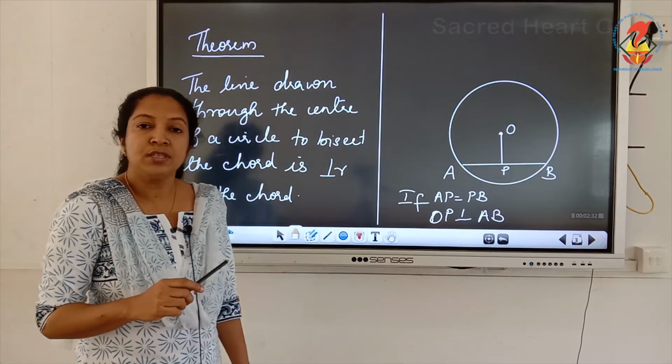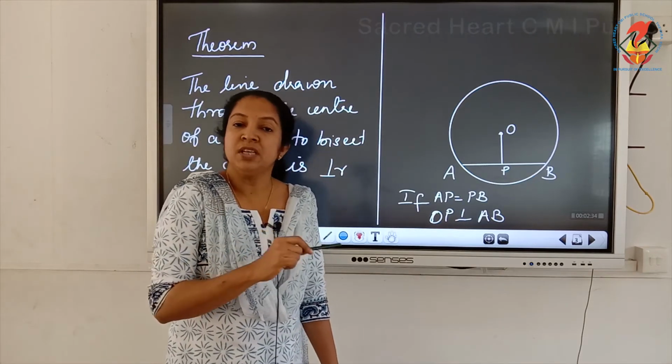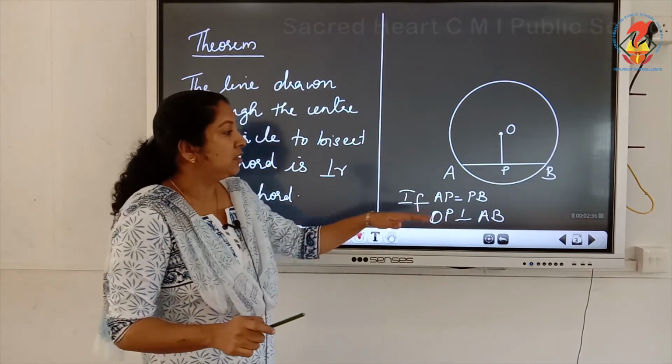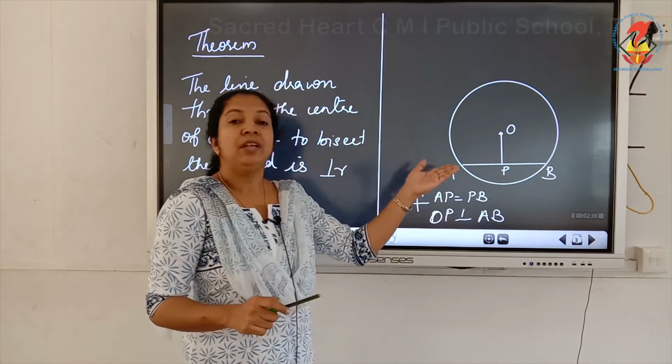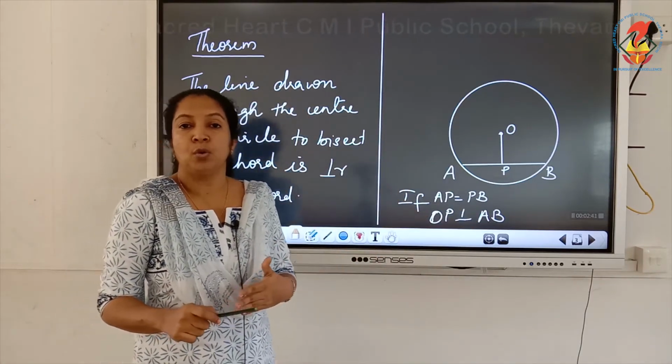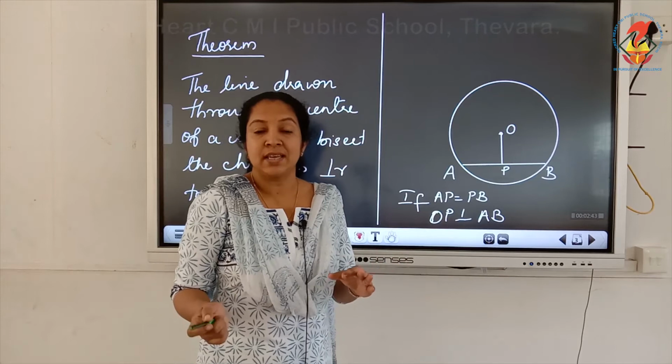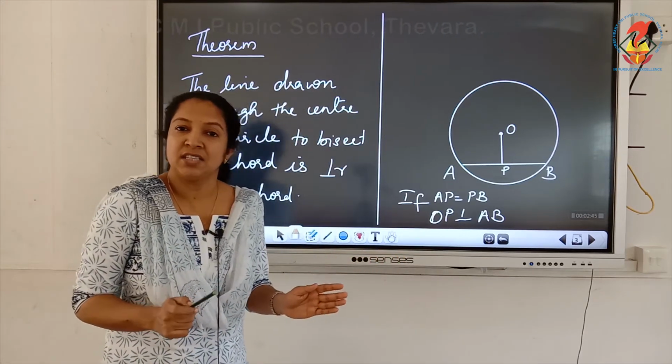The first theorem was: the perpendicular from the center to a chord bisects the chord. Here is the converse of that: if a line is drawn from the center to a chord in such a way that it bisects the chord, then we can say that it is perpendicular.